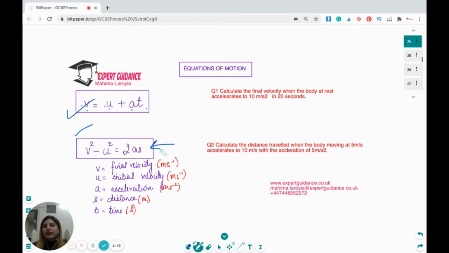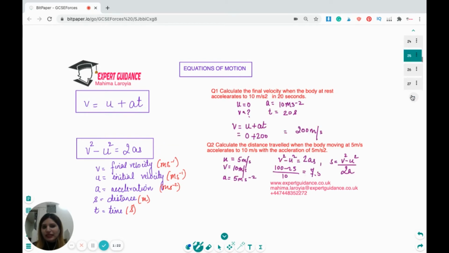You have to calculate the final velocity when the body is at rest and accelerates at 10 meters per second square for 20 seconds. And for the next question, you have to calculate the distance traveled when the body is moving at 5 meters per second and accelerates to 10 meters per second with an acceleration of 5 meters per second square. So you can pause the video, have a go at these questions, and come back to check the answer.